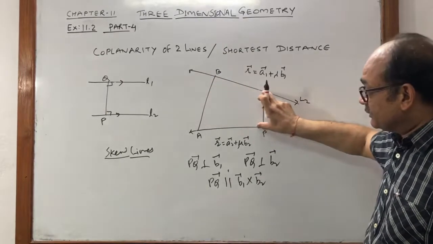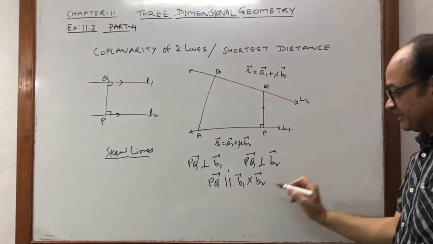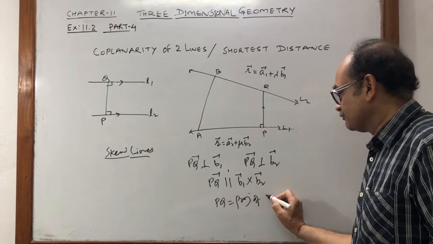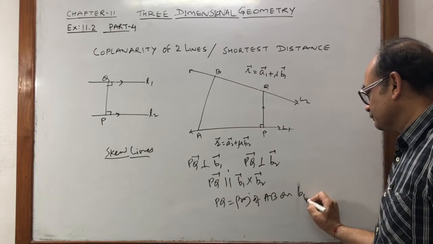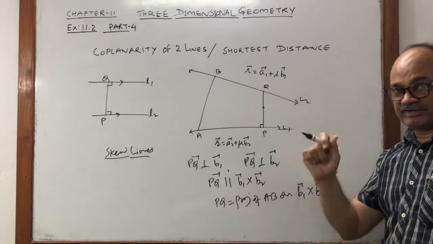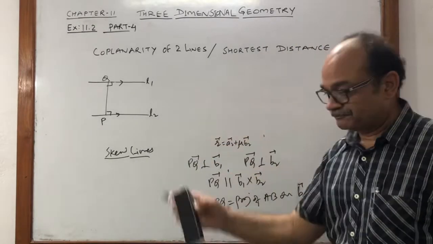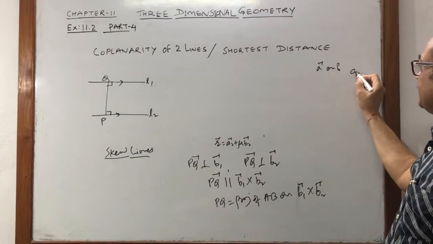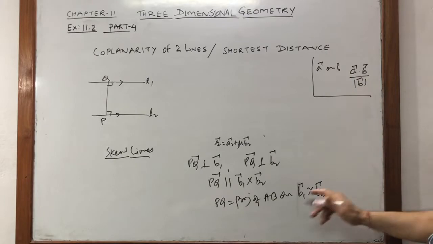So now what is the length of PQ? We can say that the length PQ is nothing but the projection of AB on B1 cross B2. Very simple. And what is projection? You know very well again from vectors. We write the projection of A on B as A dot B divided by magnitude of B. Correct? So applying the same formula here, the projection of AB.